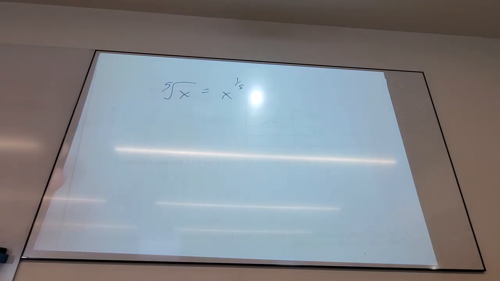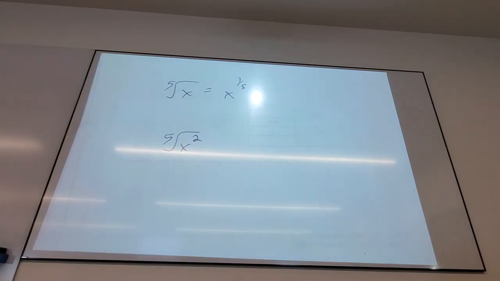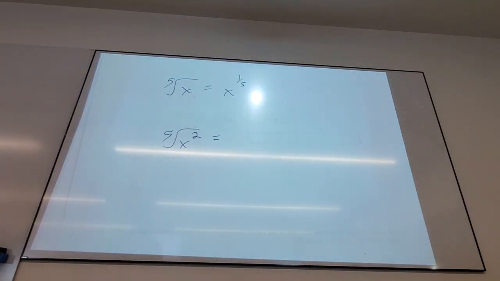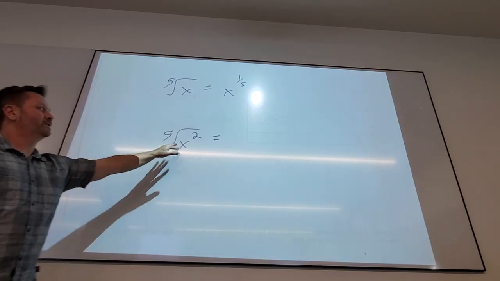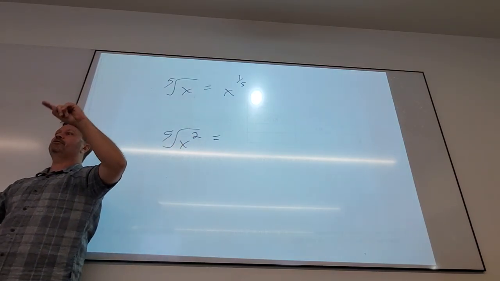Okay. Now what if I had the 5th root of x squared? What am I taking the 5th root of? In what I just wrote, what am I taking the 5th root of? What's inside the 5th root? x squared, yes?